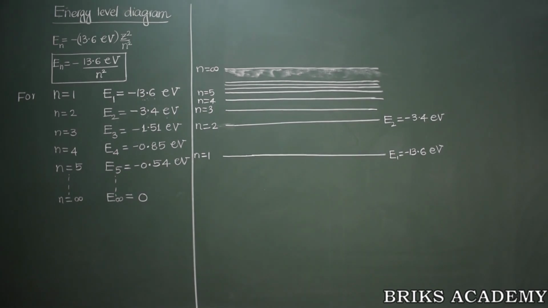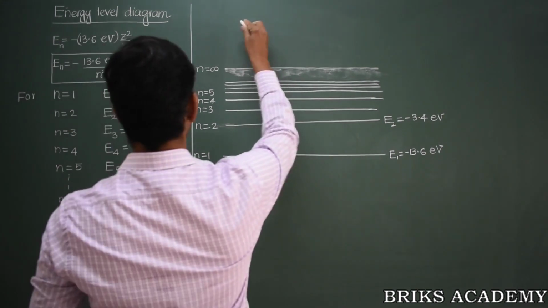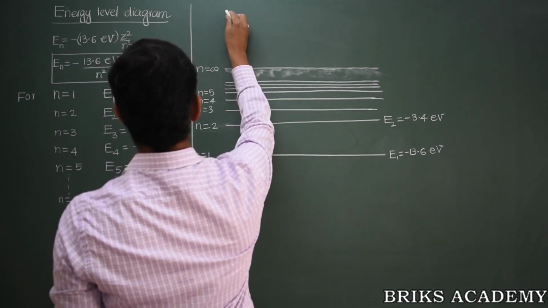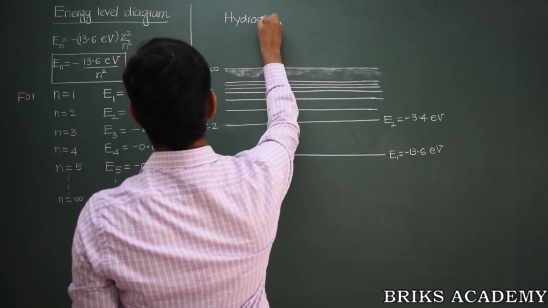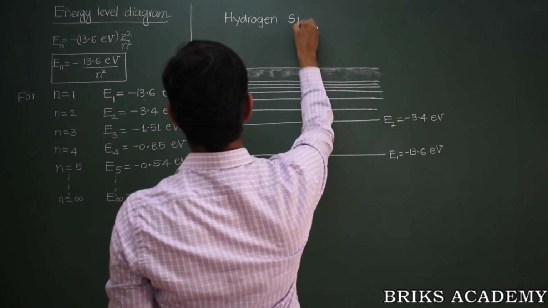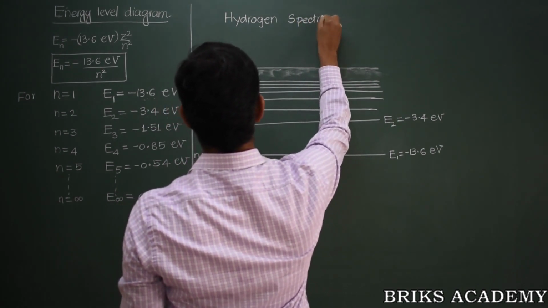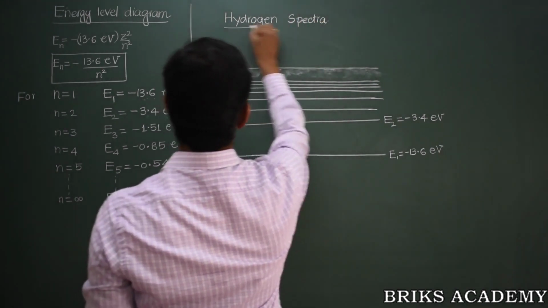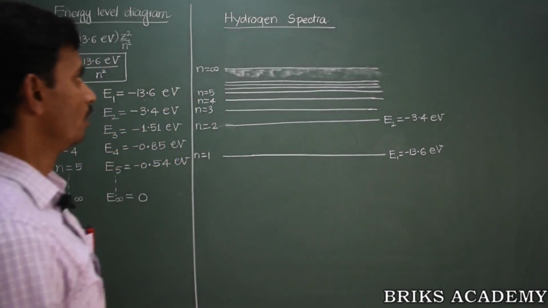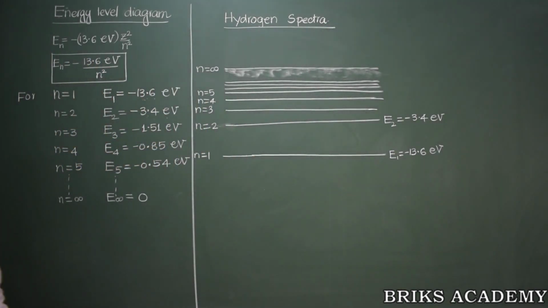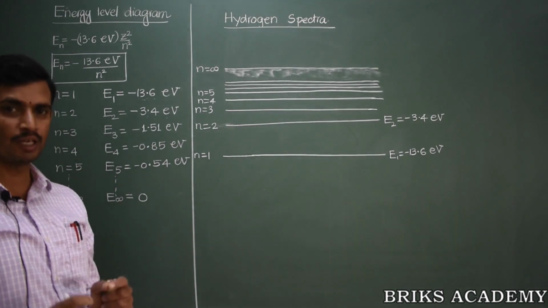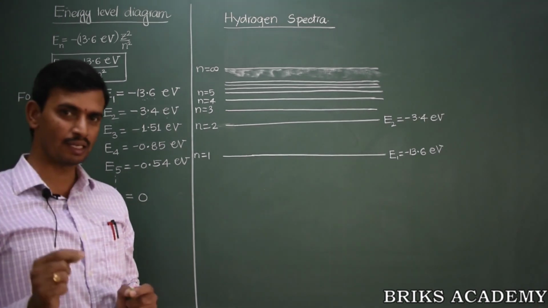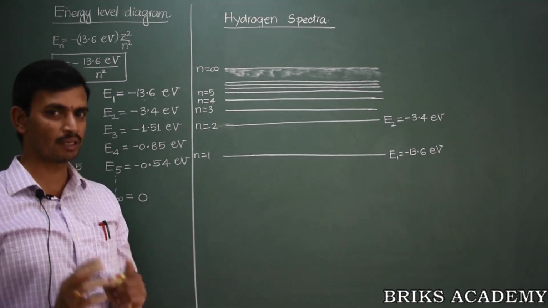From the energy level diagram, we in fact can study the line spectrum of the hydrogen. So from here itself, let us also discuss about hydrogen spectrum, or hydrogen spectra, the plural of spectrum. Here we need to understand the word spectrum. What do you mean by spectrum? The orderly arrangement of the wavelengths or otherwise the energies or momenta is called the spectrum.